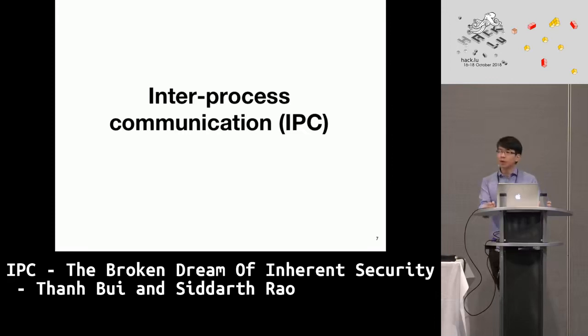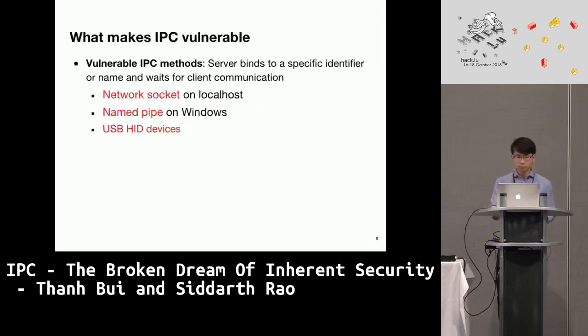So before talking about how the MITMA attacker can exploit IPC used in security-critical applications, let us now dig deeper into IPC and its attack vectors. There are many types of IPCs, and not all of them are vulnerable to the MITMA attack model. The common feature of vulnerable IPCs is that the server process binds to a name or an identifier and waits for connection from client processes.